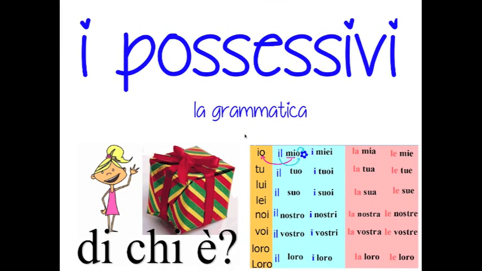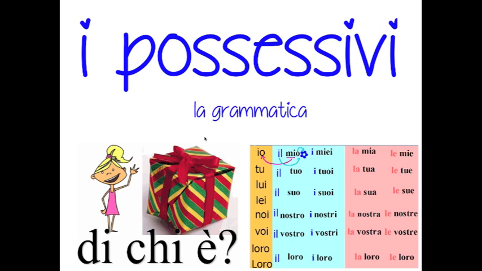Gli aggettivi possessivi is what we're going to focus on. They normally answer the question, di chi è? Whose is it? So, when we want to add information to our noun, we usually give it an adjective. So it could be a nice car. One of those adjectives could be a possessive, like my car. That is an additional description of the car.